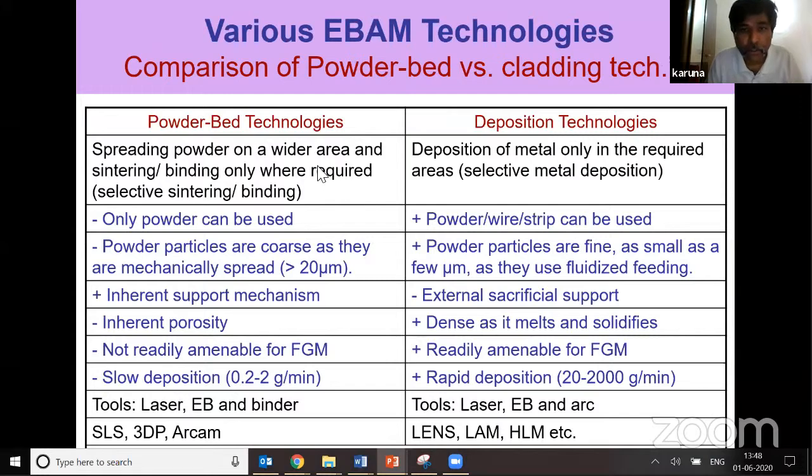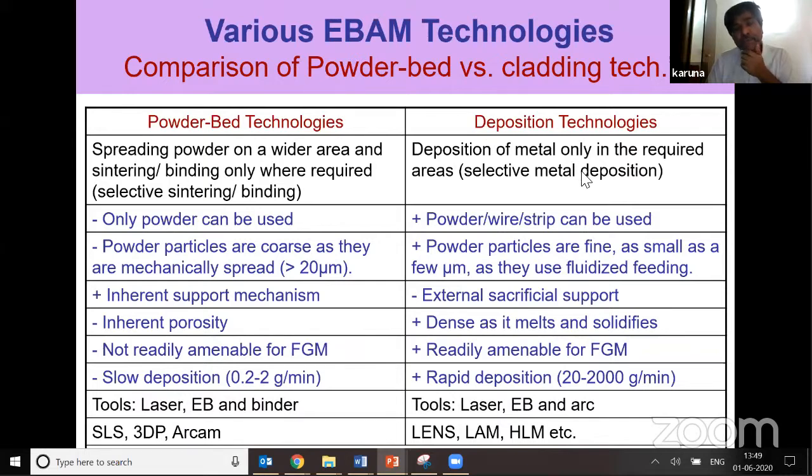So here I have a table which compares powder bed technology that was discussed first and the deposition technology or cladding technology that was discussed just now. You have seen both the videos, so you can visualize that in powder bed technology, the most important advantage is you don't need a support mechanism because the remaining powder acts as a support. In the case of cladding or deposition technology, you need a support mechanism.